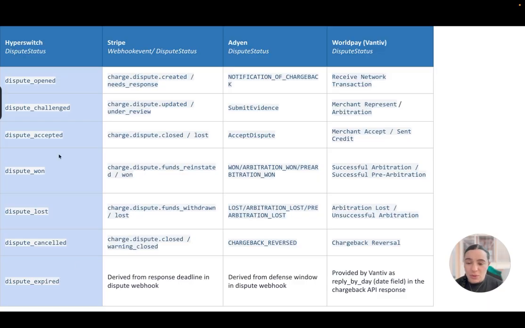And what about dispute expired? Each processor has a different way of expressing the deadline. Stripe puts it in the response deadline of the dispute webhook. Adyen uses the defense window, and Worldpay provides it as reply by day in the chargeback API. Hyperswitch takes all 3 of those and maps them into one single field, which is challenge required by.